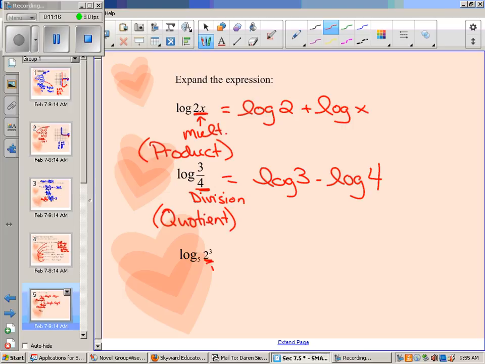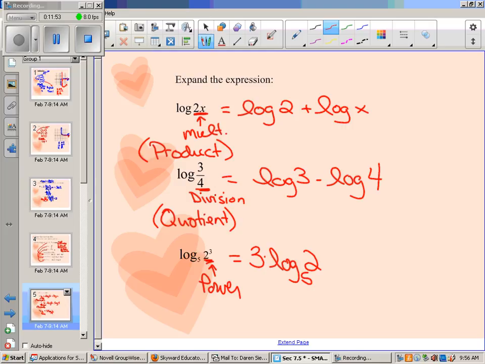Okay, log base 5 of 2 to the third. What's happening with the 2 to the third? I don't worry about the base. I'm worried about what happens in the of part of my statement. When I deal with a power to a power, I multiplied. Here I've got a power in my logarithm. I multiply. That power comes out in front times log base 5 of 2. So you just take the power, throw it out in front, and you're multiplying. Does that make sense?